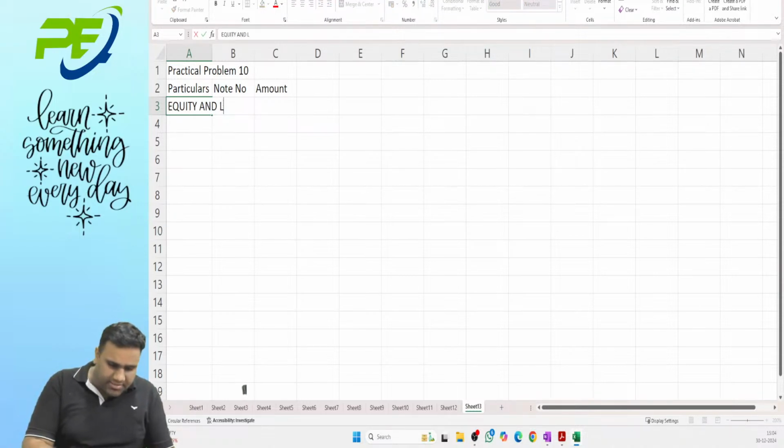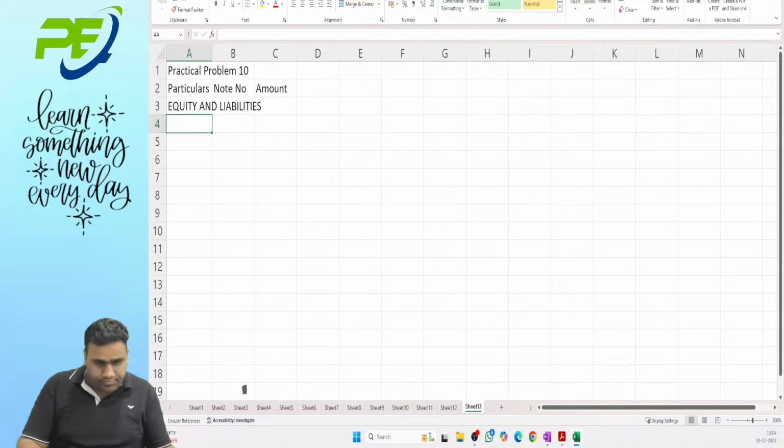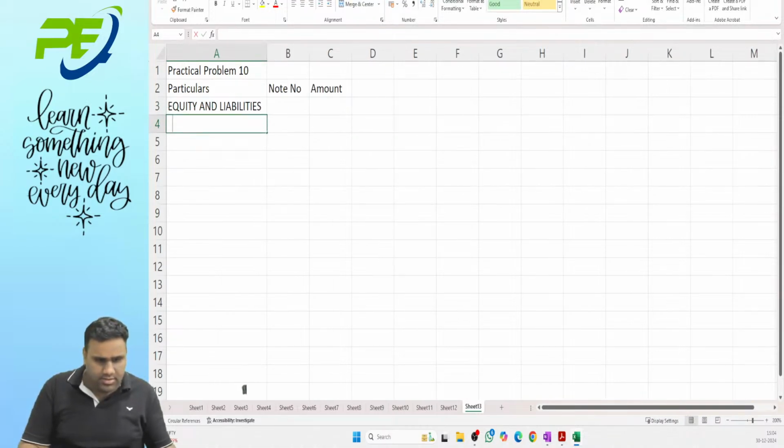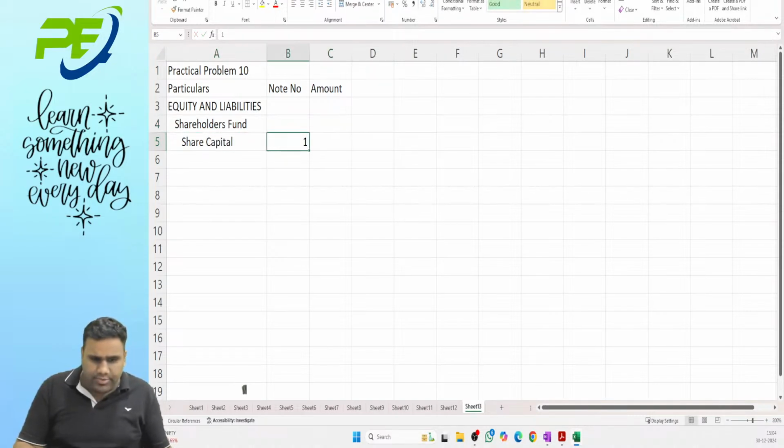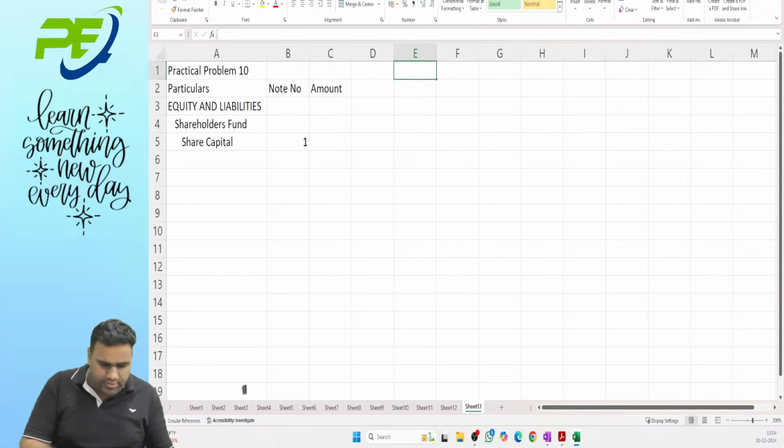Equity and liabilities. Under that, shareholders fund. Under that, share capital. Note number 1. So, notes to accounts. Note number 1, share capital.